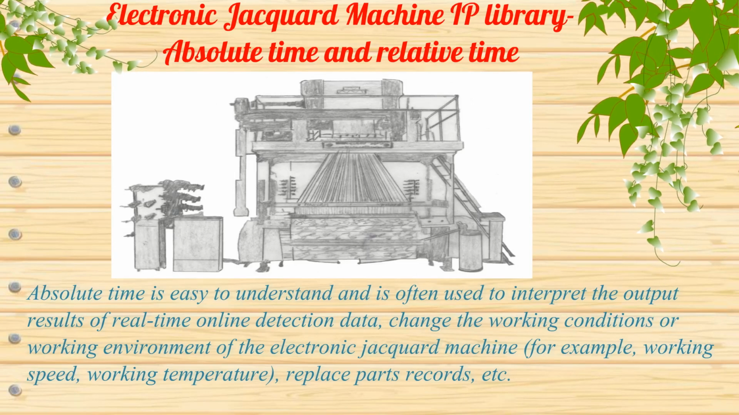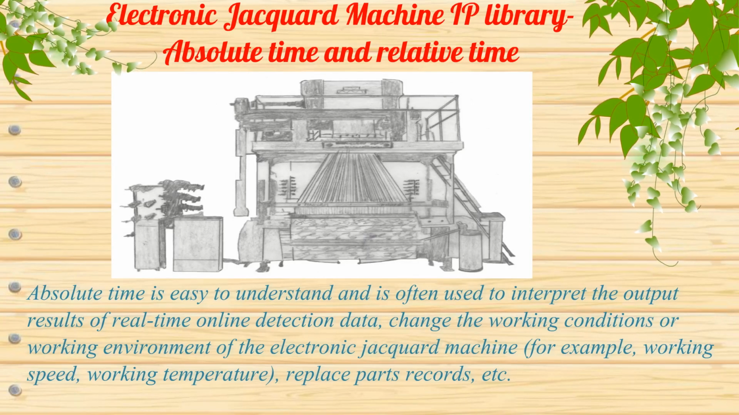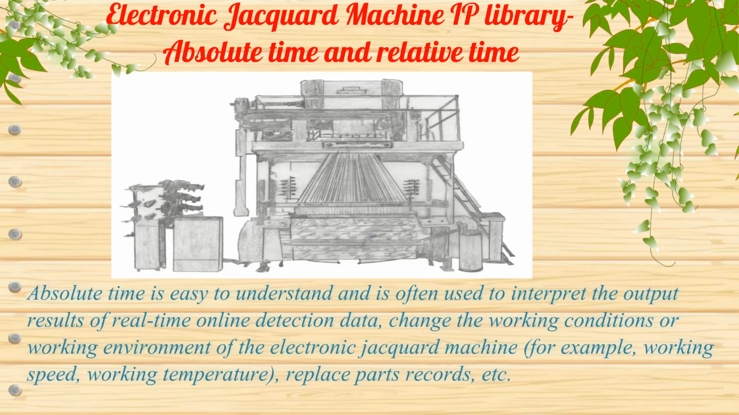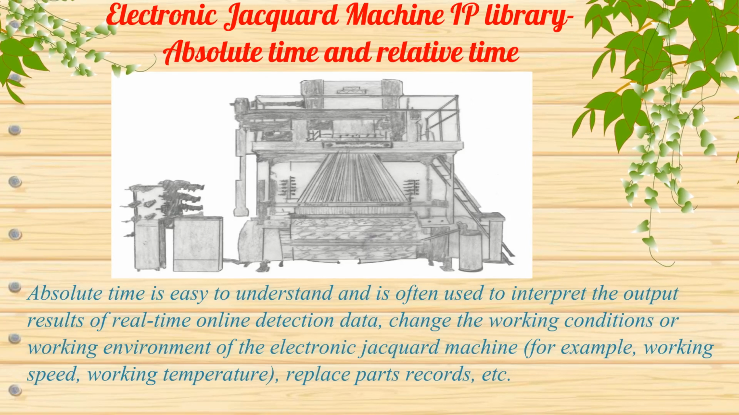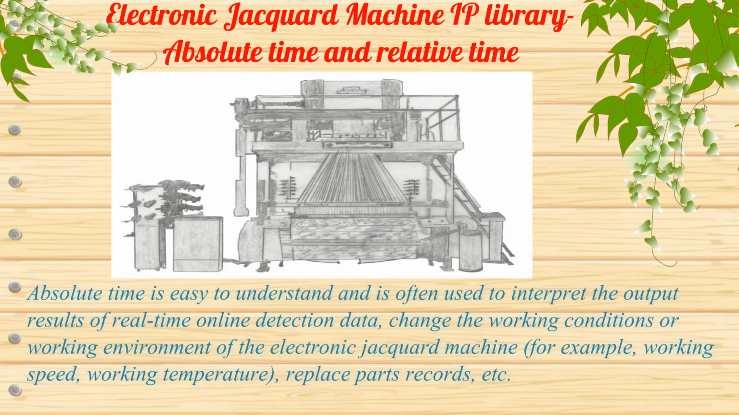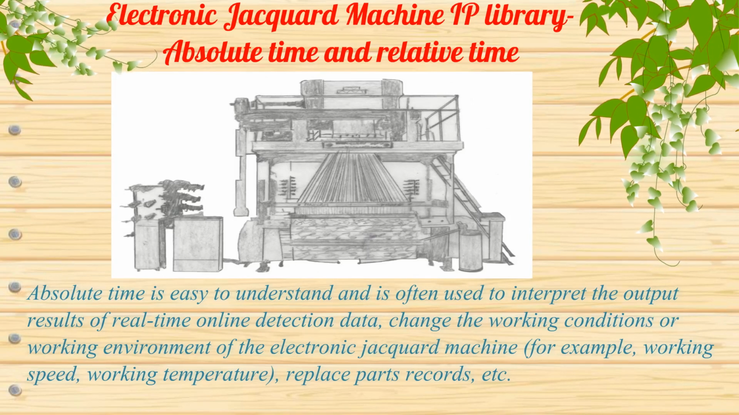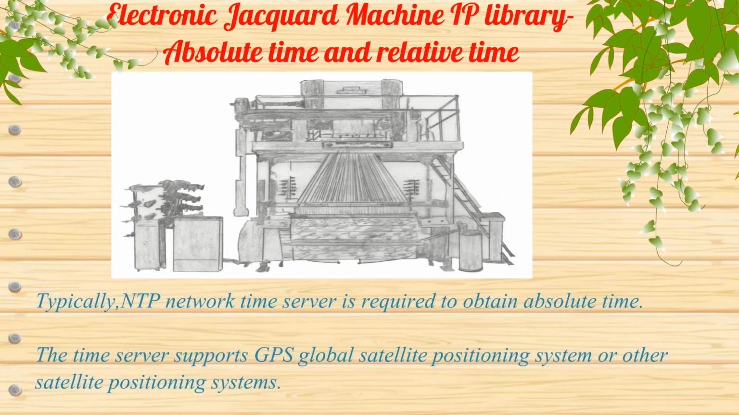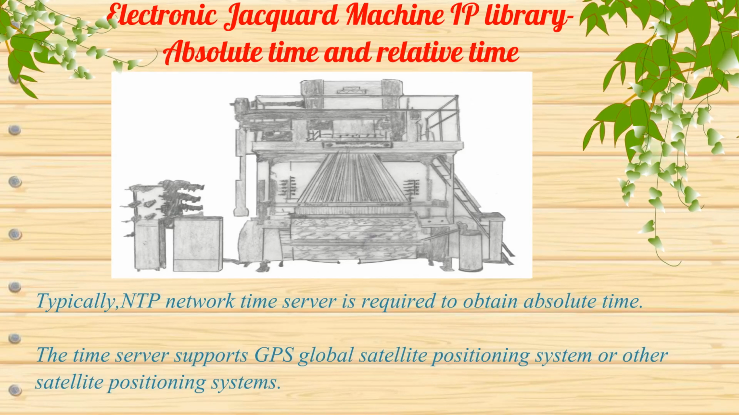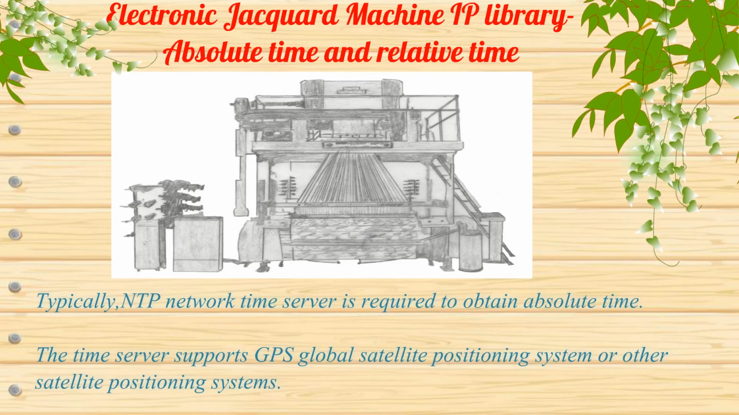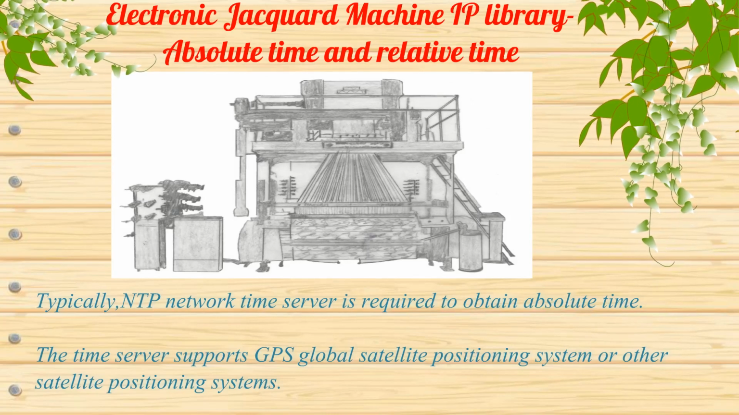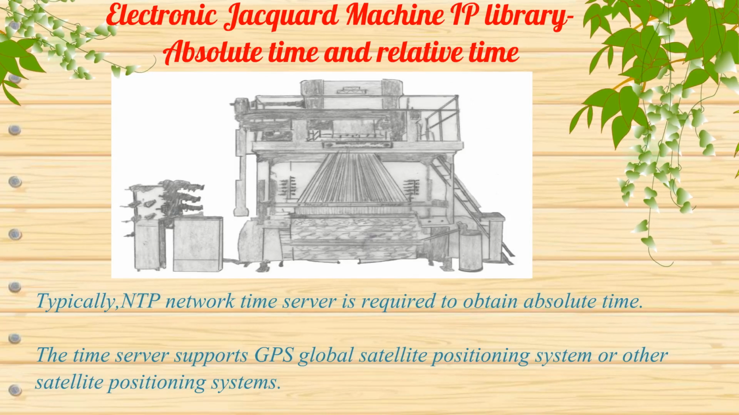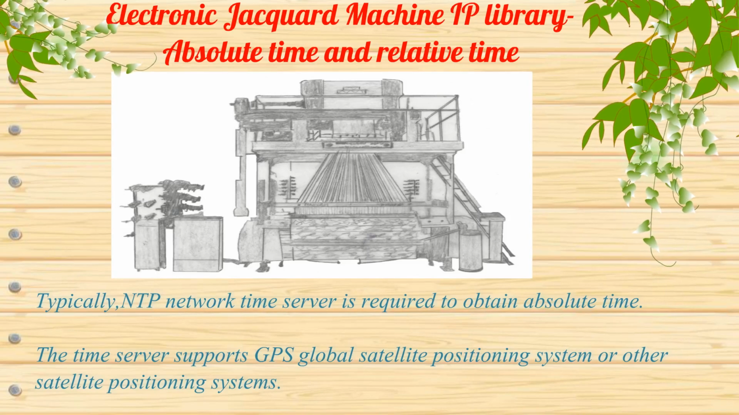It is also used to record changes to the working conditions or working environment of the electronic Jacquard machine, for example, working speed, working temperature, replacing parts records, etc. Typically, an NTP network time server is required to obtain absolute time. The time server supports the GPS global satellite positioning system or other satellite positioning systems.